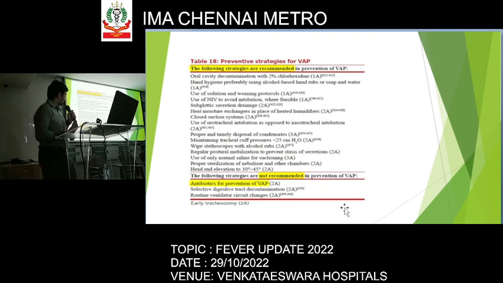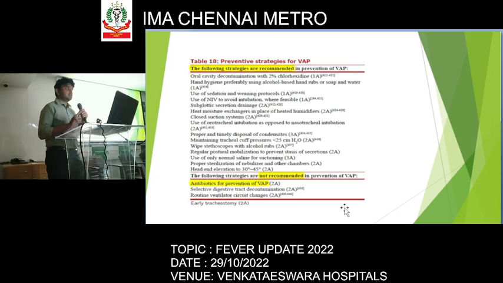And the following strategies are not recommended in prevention of VAP. Antibiotics should not be used for preventing VAP, and selective digestive tract decontamination is not indicated. Routine ventilator circuit change is also not recommended. We have to change the HME filters alone to prevent VAP.